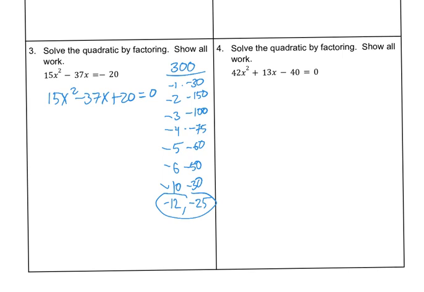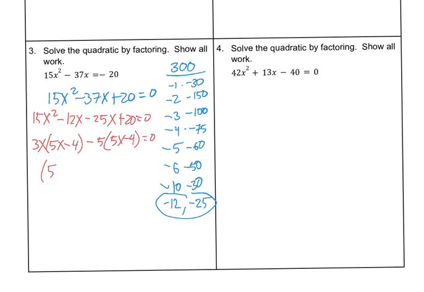So let's do this out with grouping. We've got 15x squared minus 12x minus 25x plus 20 is equal to 0. I can take a 3x out of the first two, and that leaves me with a 5x and a minus 4. I can take a minus 5 out of the next two, and I get a 5x and a minus 4. So we get 5x minus 4, and we've got 3x minus 5.